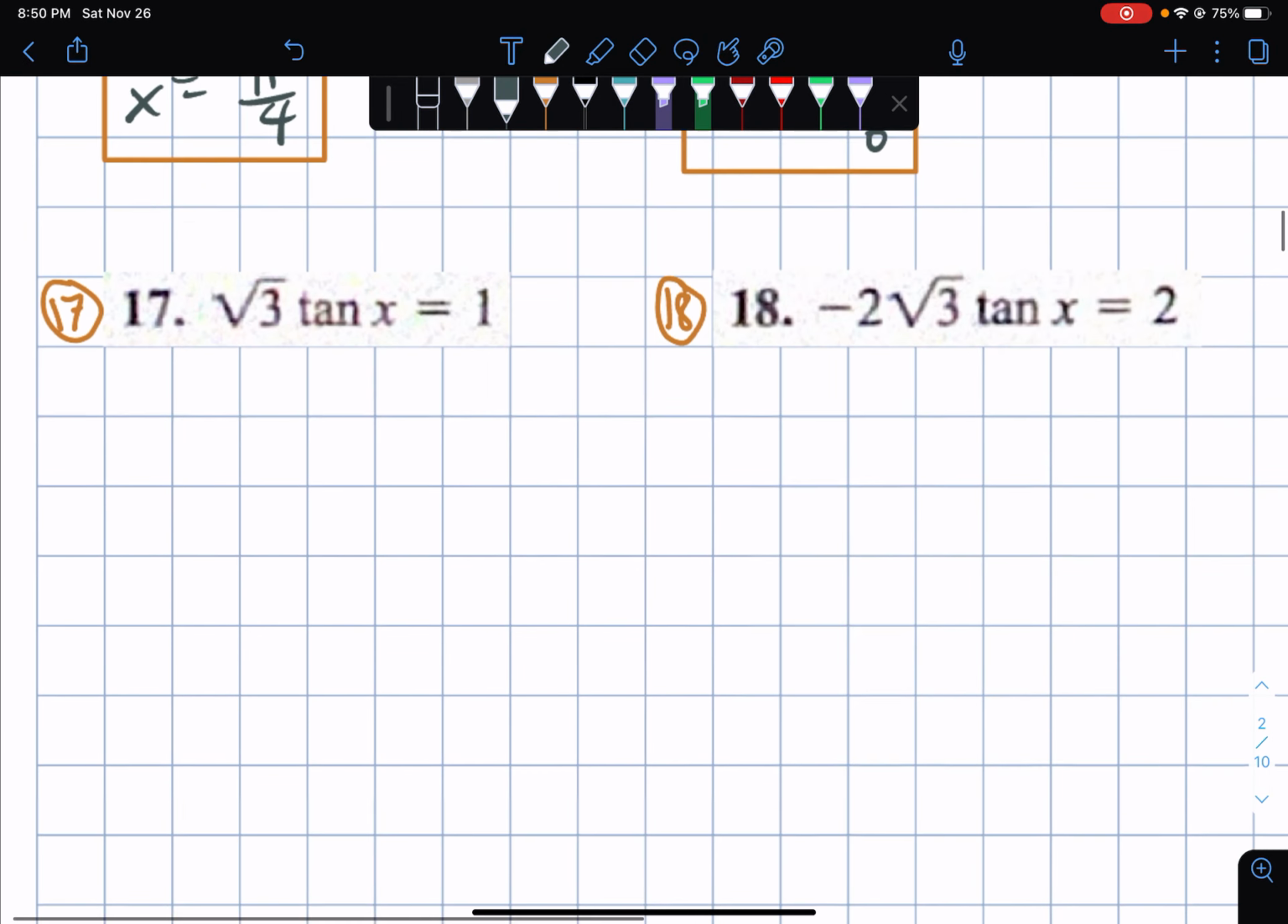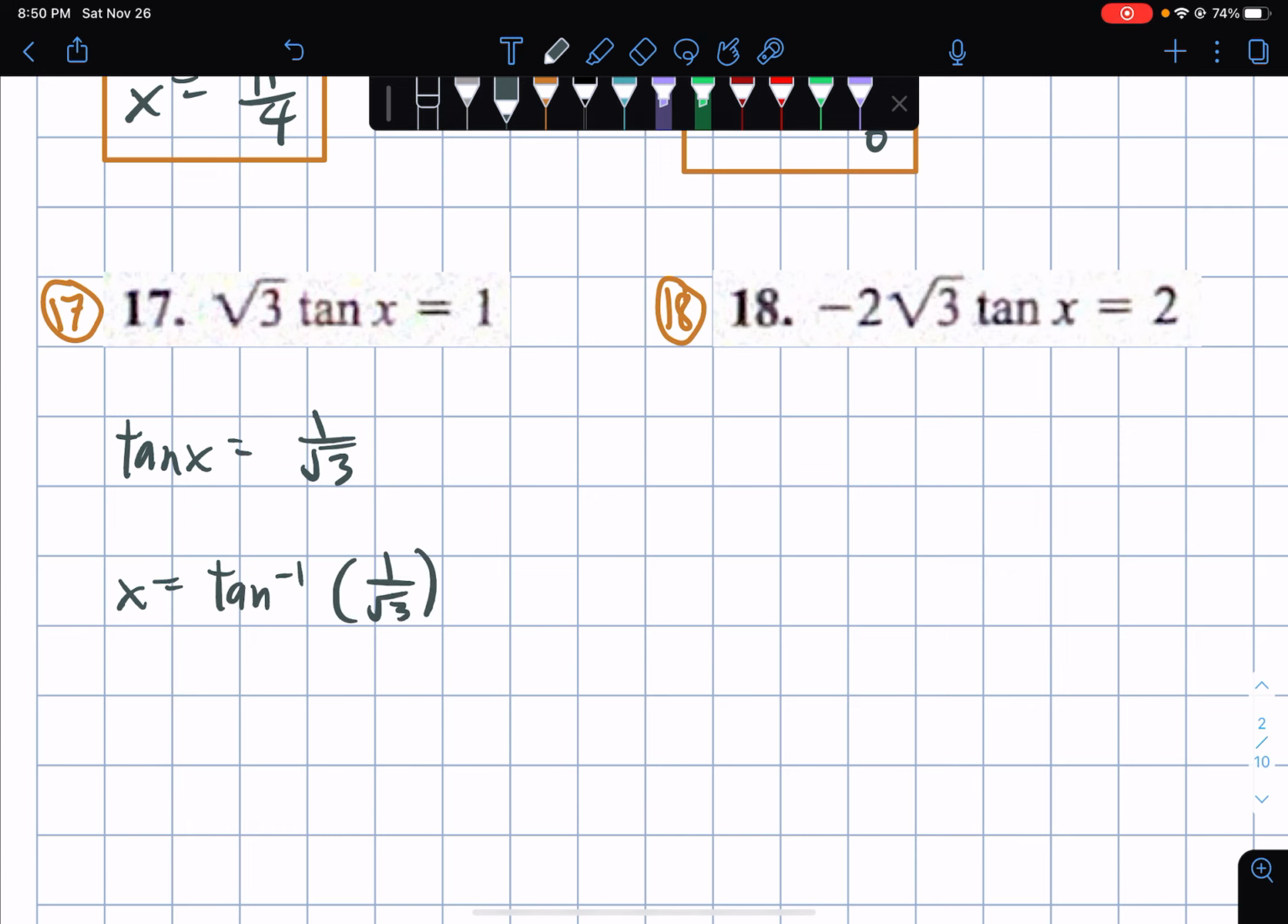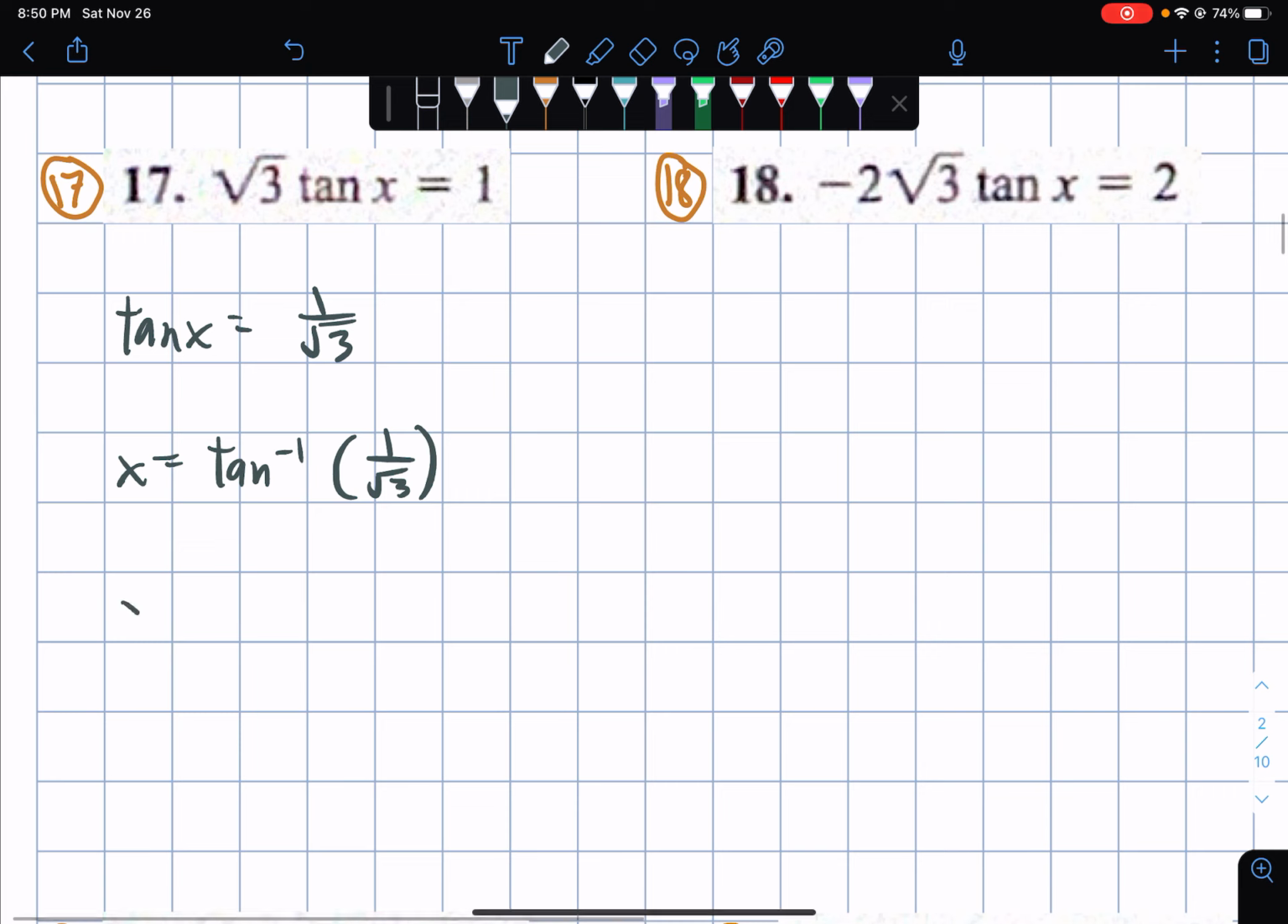Okay, let's move to number 17. Divide both sides by square root of 3. We have tangent x is equal to 1 over square root of 3. X is equal to the arctangent of 1 over the square root of 3, which is pi over 6.